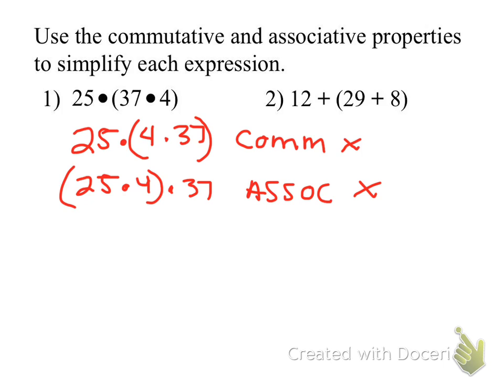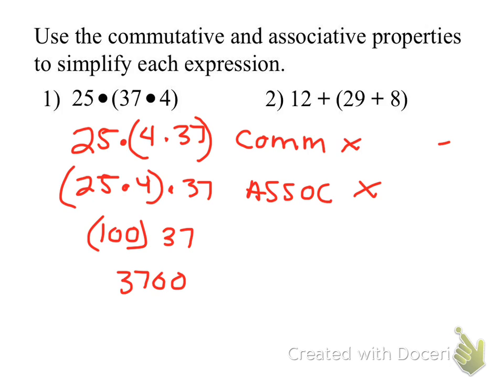Now, why did I do that? Amanda? Are you saying why you put the 25 and the 4 together? Why did I put them together? Because you said that 25s are cool. I mean, not cool, but like they're easy. They're easy to mental math. So 25 times 4 is 100 times 37, and that makes 3,700.